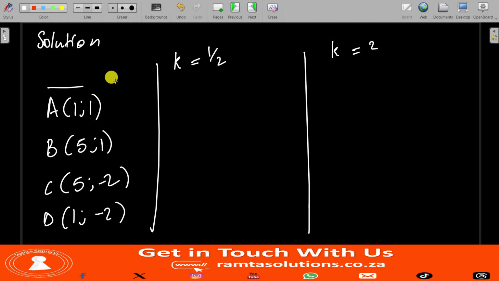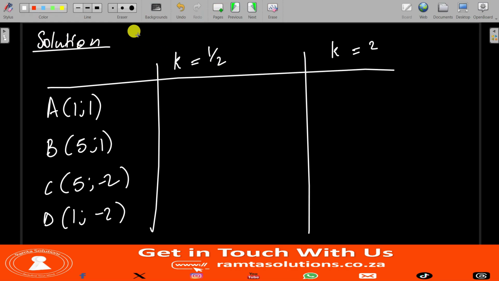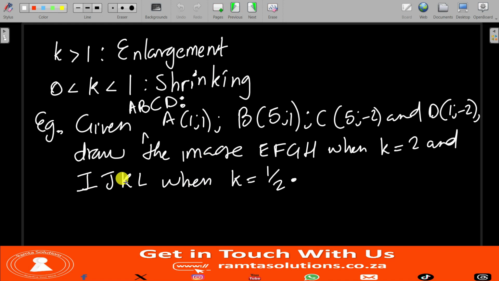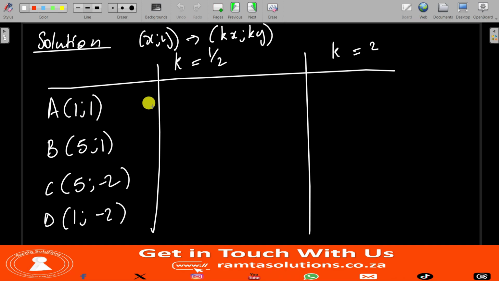So we're going to try K equals half, and then K equals 2. If you recall, we use the rule X and Y giving us KX and KY. So let's see now. When K is half, we are getting IJKL. For K equals 2, we are getting EFGH.